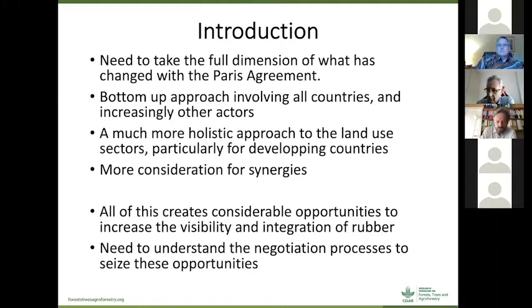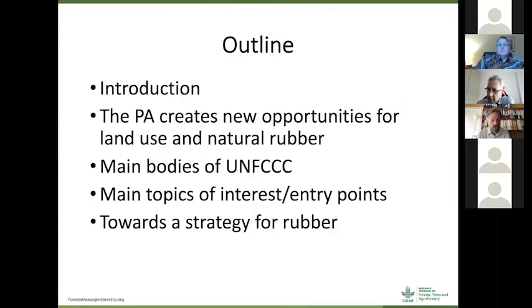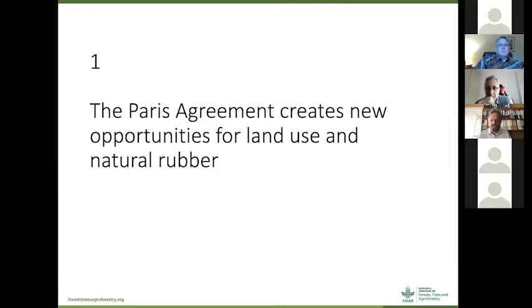But to seize these opportunities, we need to understand where we can engage with the negotiation process on climate change and propose a way forward. So in this presentation, I'll dig a little into what kind of new opportunities the Paris Agreement gives for land use and natural rubber. We'll look at the entry points in the UNFCCC and related bodies and start to discuss key points for a strategy for rubber. So first, as I briefly outlined, the Paris Agreement really creates new opportunities for land use and natural rubber.